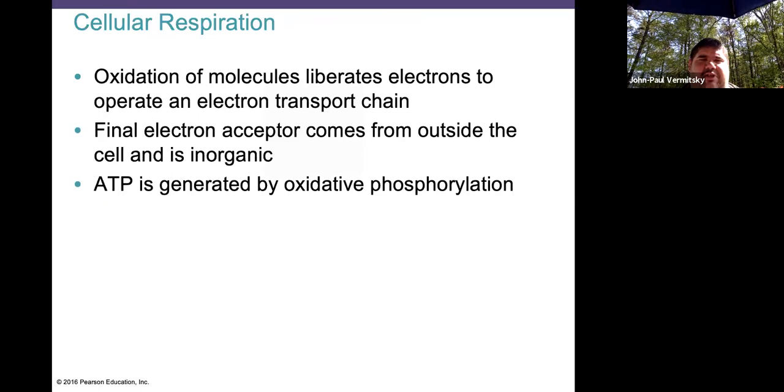So with cellular respiration, the oxidation of molecules liberates electrons to operate the electron transport chain. The final electron acceptor comes from outside the cell and is inorganic, and ATP is generated by oxidative phosphorylation on the electron transport chain. So we've gone through glycolysis, where we've produced 2 pyruvic acids and a net gain of 8 ATPs.